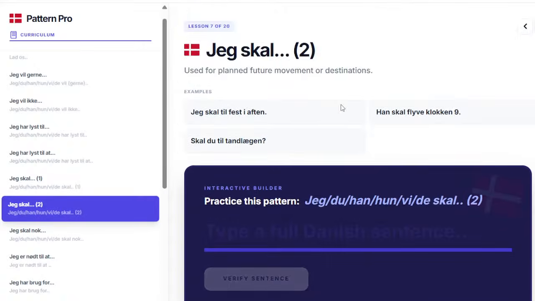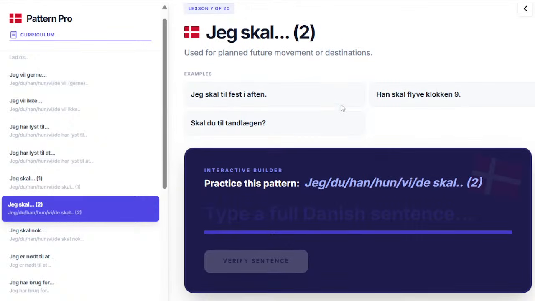What about jeg skal to? So a lot of people, they struggle with this because they're like, oh, skal, is it about have to or is it about going to? But it's not that difficult because again, context. Look at the context. So jeg skal to, used for future, planned future movement or destination.